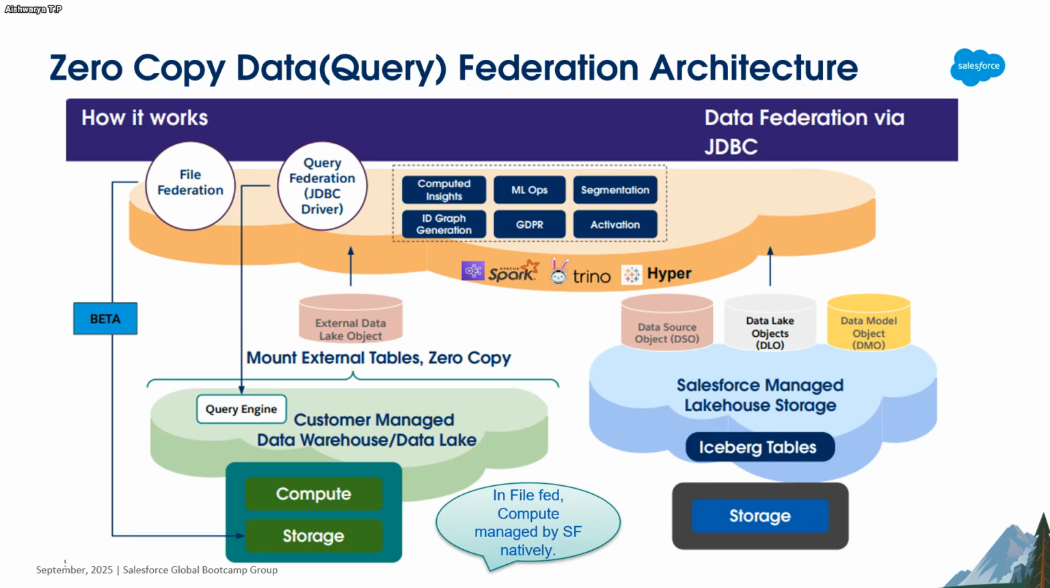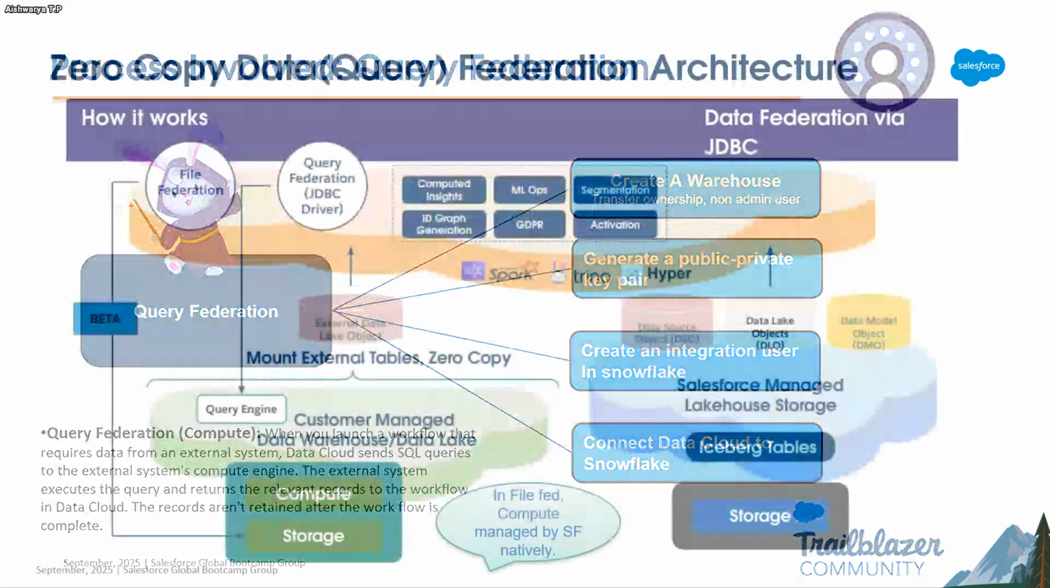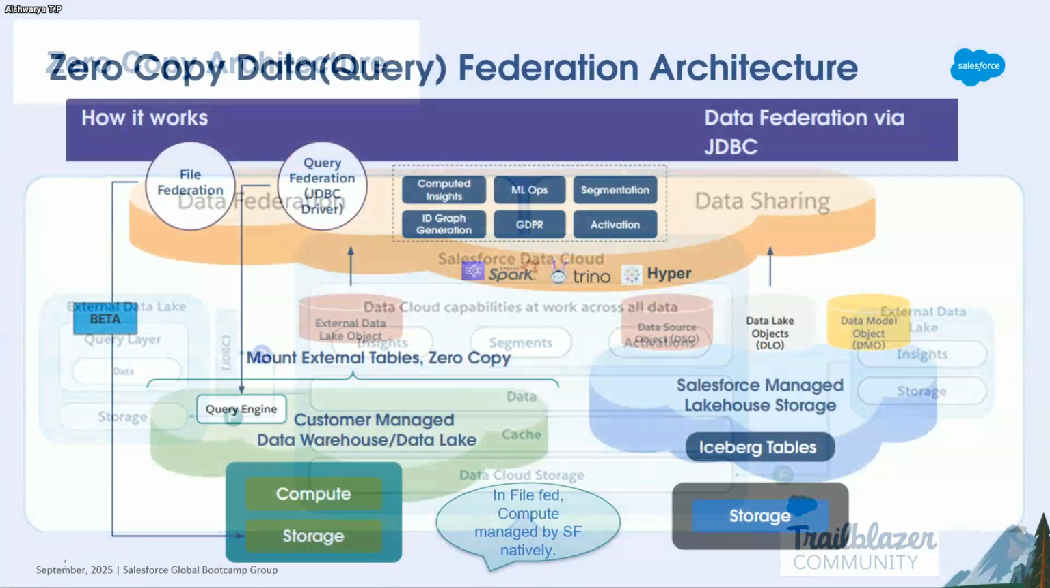Now you can see one architectural flow, which is the extended version of the architecture we saw in our previous slide. In that slide, we saw the data federation and data sharing blocks. Now we are going to look only into data federation, enlarging the data federation concept, and see how it looks.